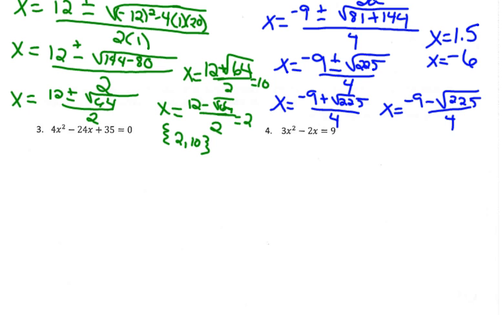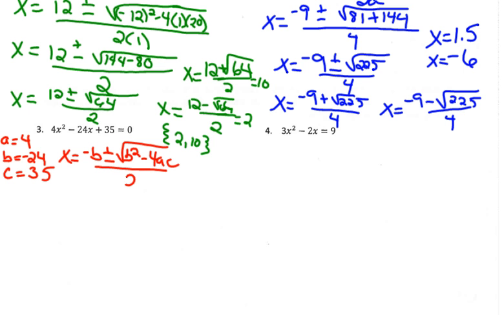So it's already set equal to 0. So my A is 4, B is negative 24, C is 35. So we're going to start. Notice, no matter which method we're using, factoring, graphing, completing the square, or the quadratic formula, we're always getting two answers for x because it's x squared. Okay, so there's my formula. I'm going to fill in my values.